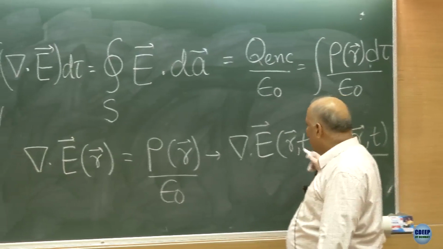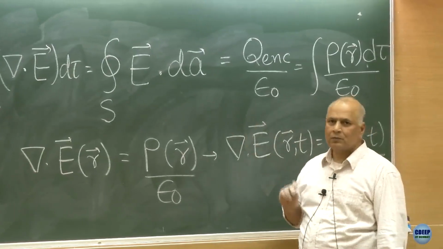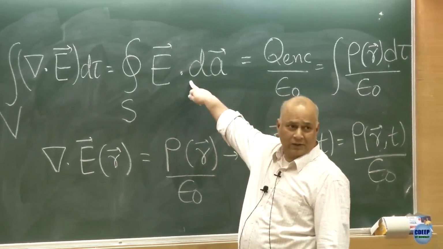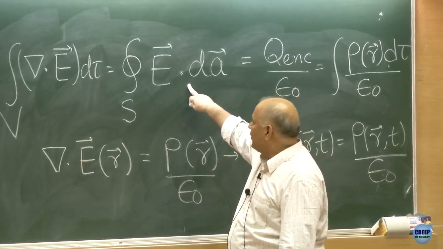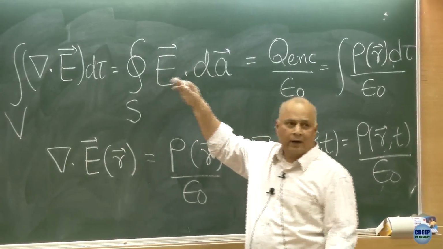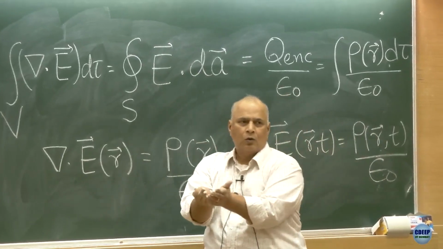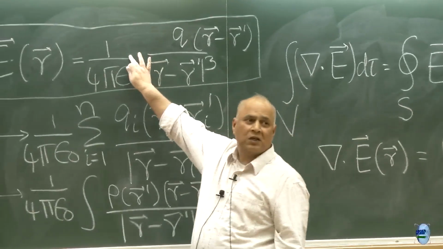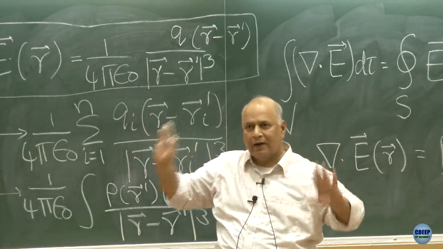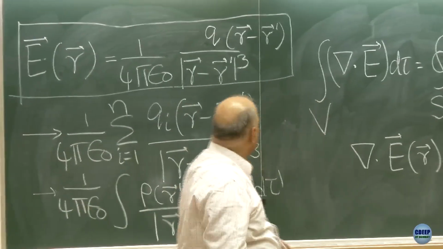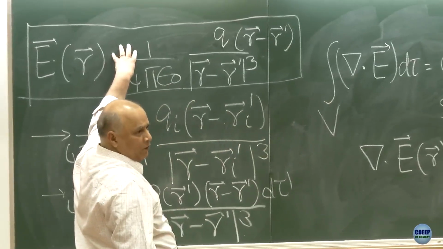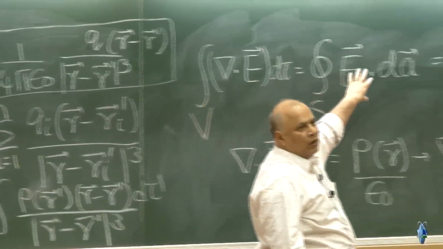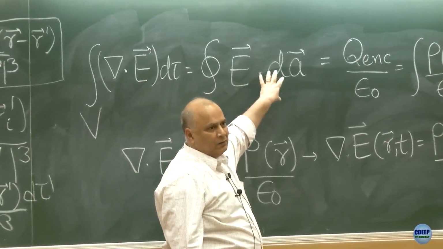Now, why can't I go back in the reverse? Well, we got this equation from this equation, and in this equation, we are integrating the electric field over a surface. Whereas this equation is giving me electric field explicitly. So, the information contained in this equation is more compared to the information contained in this equation.